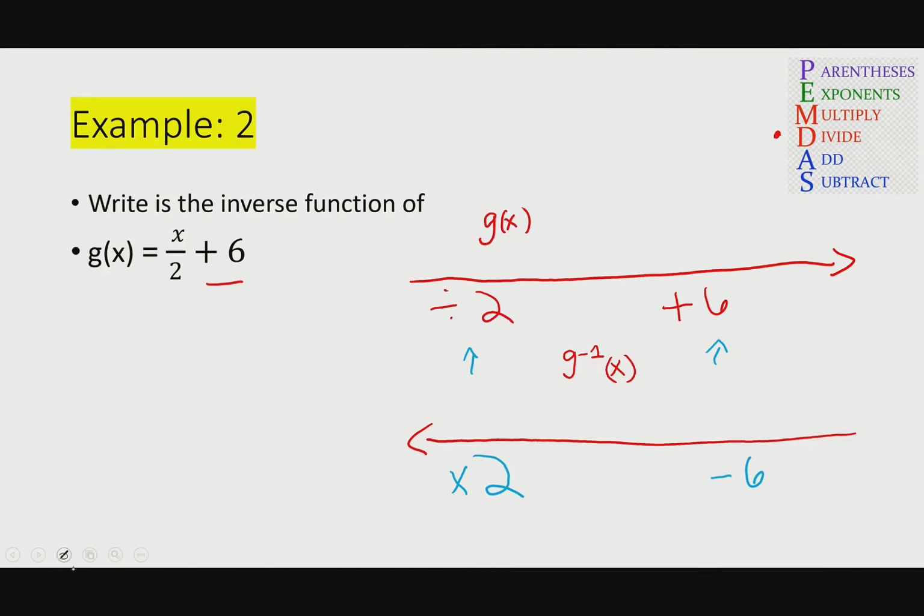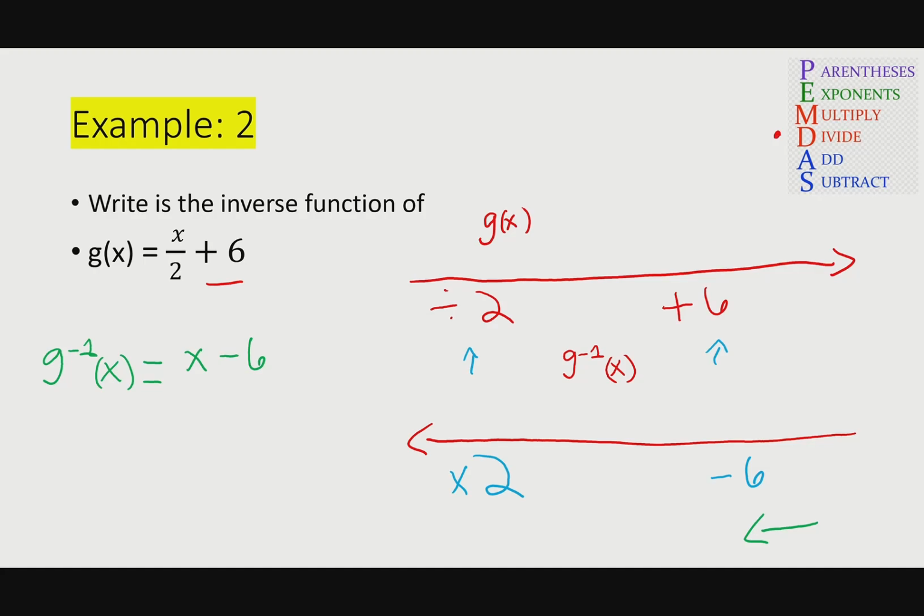Okay, so now that I know what my function did and how I can undo each of those steps, it's as simple as writing the inverse of this function. So the inverse function, g inverse of x, we always start with our variable. Once again, our variable is x, and we just go this direction. And we perform these operations to x. So we first have x, and we're subtracting 6 from it.